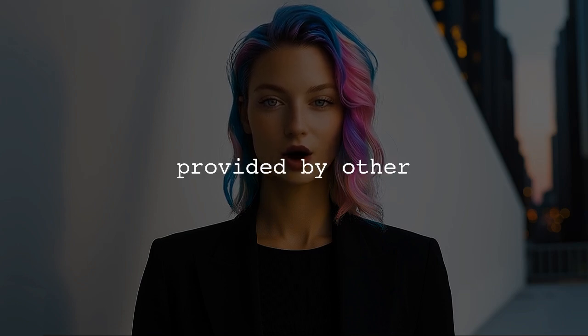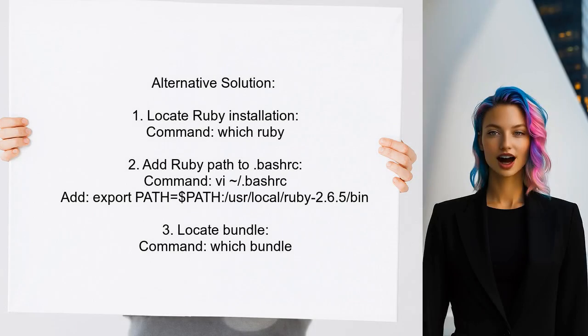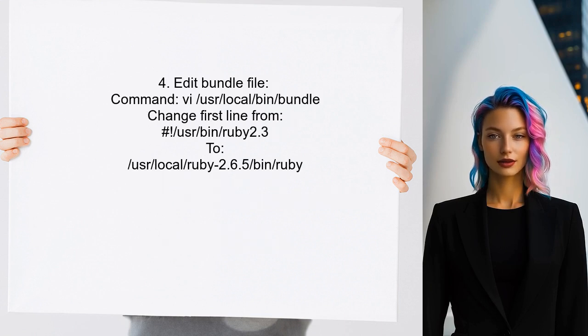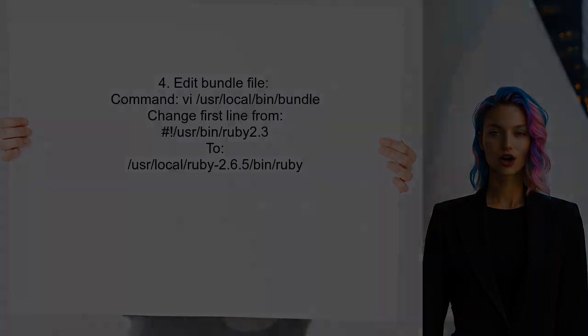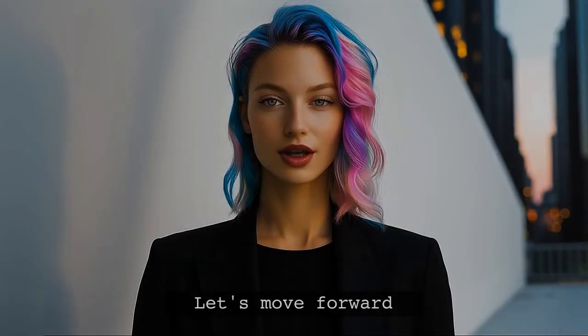Now, let's look at the answers provided by other users. An alternative solution involves adjusting your Ruby installation path. First, locate your Ruby installation by using the command which ruby. Then, open your .bashrc file and add the Ruby path to your environment variables. Finally, find the bundle command with which bundle and edit the first line of the bundle file to point to your Ruby installation. Let's move forward and look at another answer.